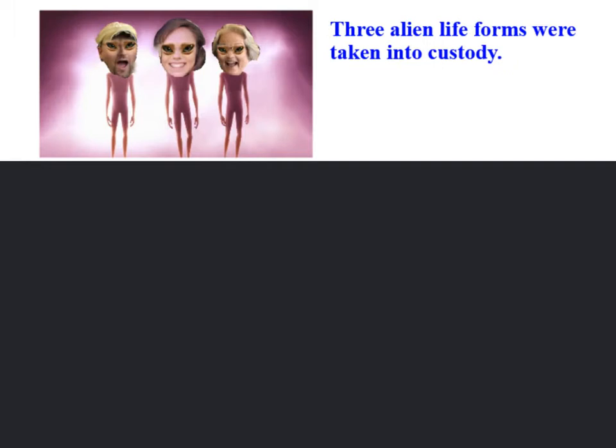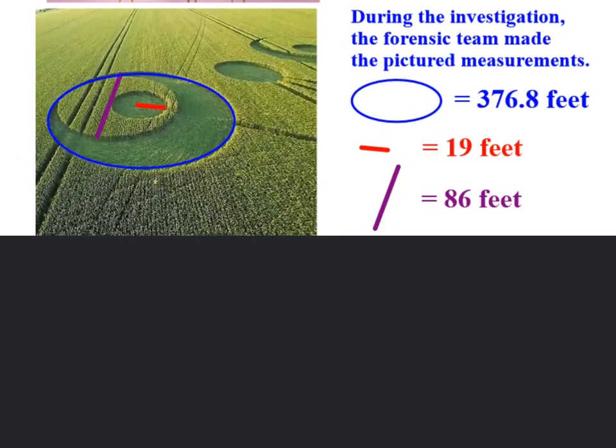The authorities brought in 3 alien life forms. The alien life forms were questioned, but refused to have anything to do with the crop circles. When they were picked up in a large spaceship, the spaceship was circular, and these crop circles were circles, of course, and so the authorities still thought they might have something to do with it.